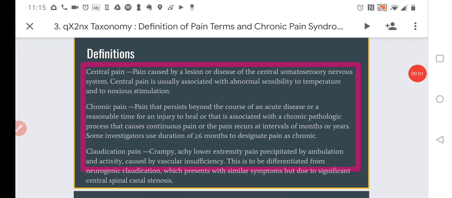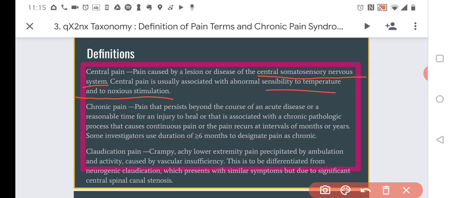So, what is central pain, chronic pain, and claudication pain? Central pain is pain caused by a lesion or disease of the central somatosensory nervous system. Central pain is usually associated with abnormal sensibility to temperature and to noxious stimulation.